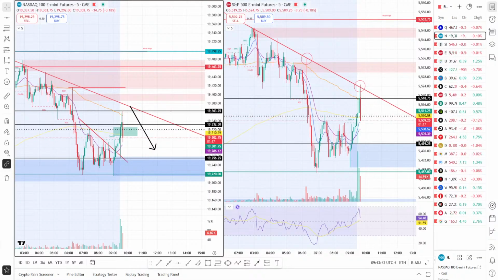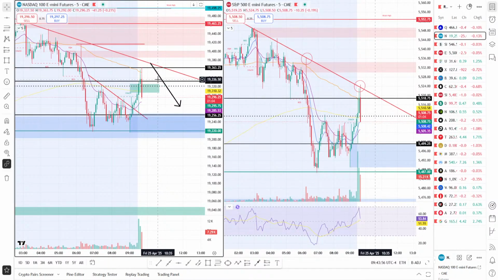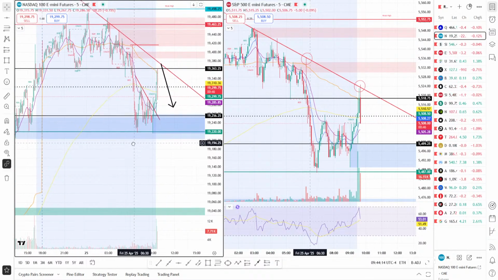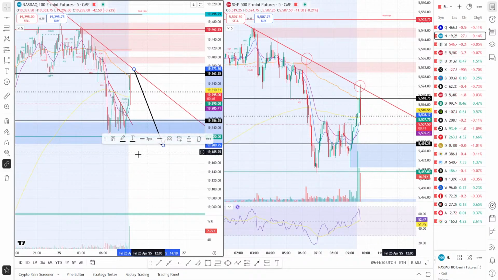All right, guys, I'm on the shorts. This is a good time to sell if you want to take this shot with me. This has potential to come down and sweep these equal lows right here. So we might get all the way down here.